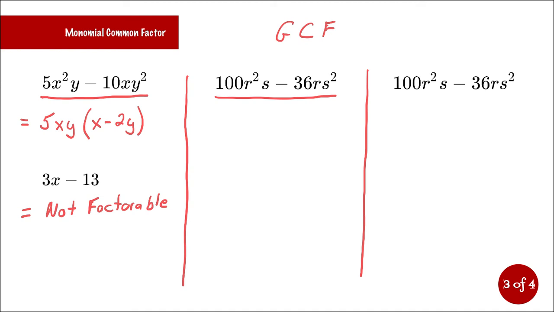Looking at 100r squared s minus 36rs squared, I'm going to do it and make a mistake. I'm going to say that the greatest common factor is 2rs. I'm going to divide. I'm going to be left with 50r minus 18s.